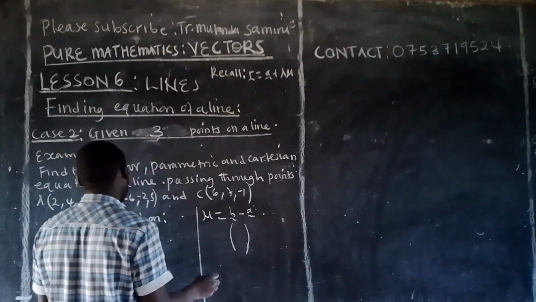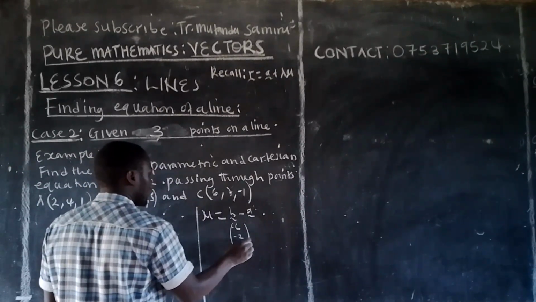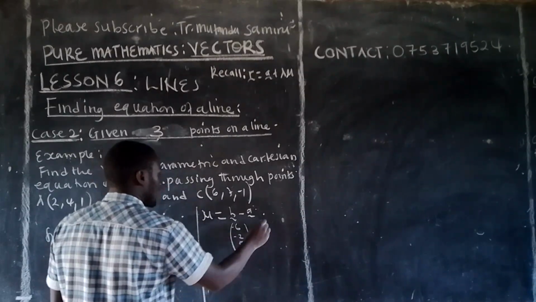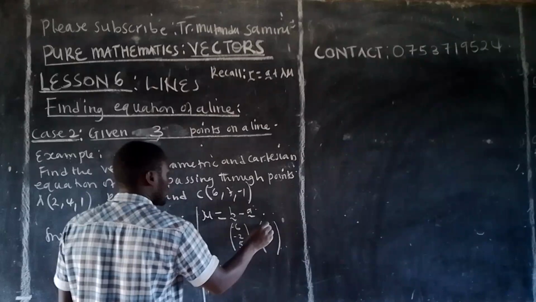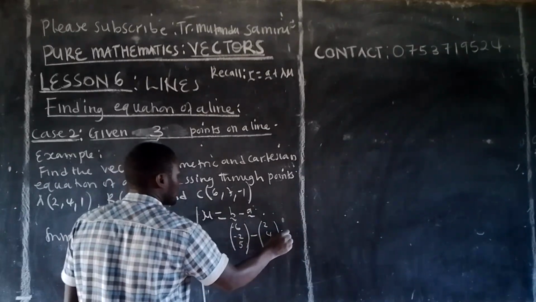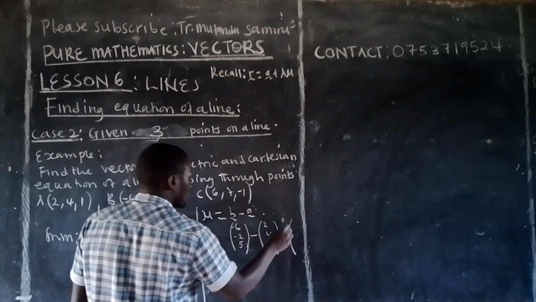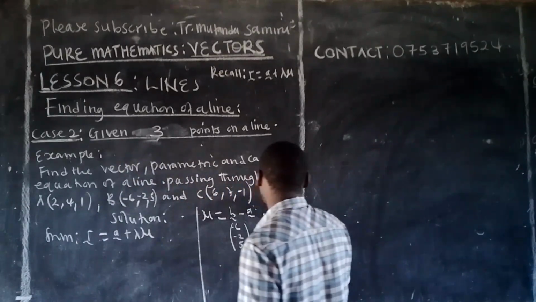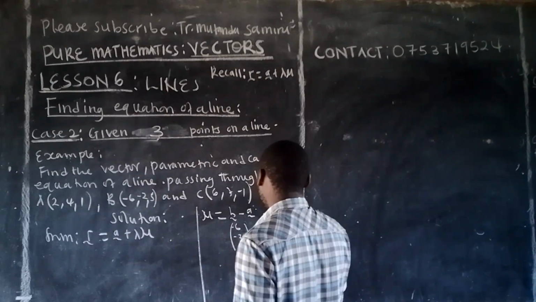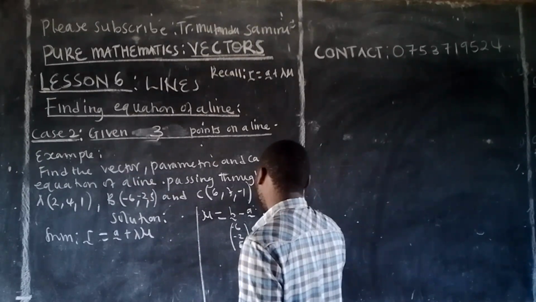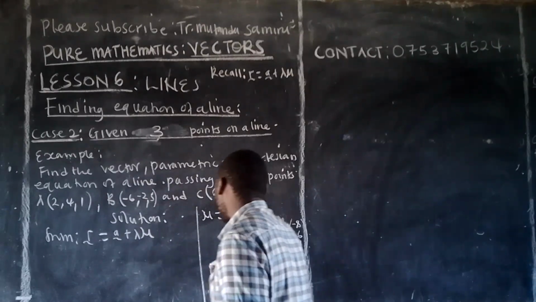b minus a is 6, negative 2, 5 minus, a is 2, 4, 1. What shall we get? 6 minus 2 will be 4, negative 2 minus 4 will be negative 6, 5 minus 1 will be 4, like that.